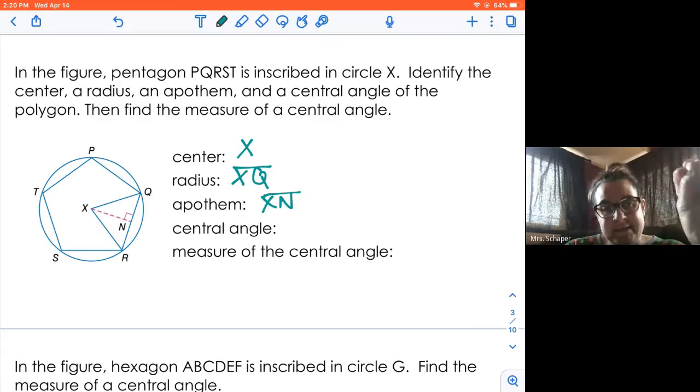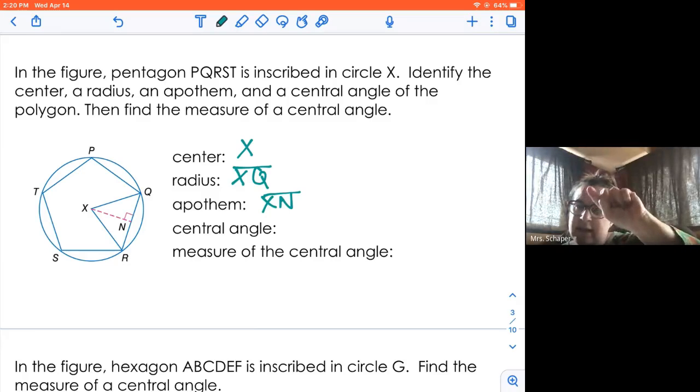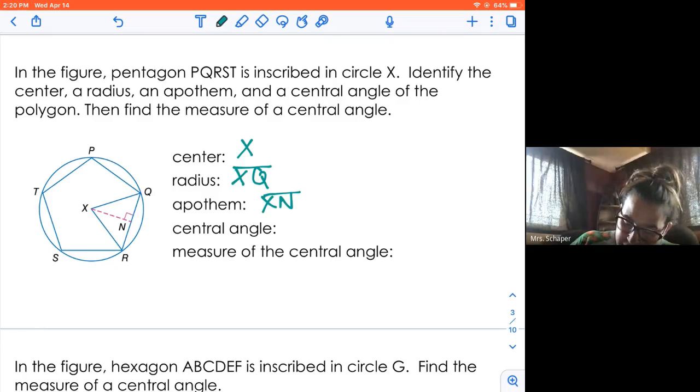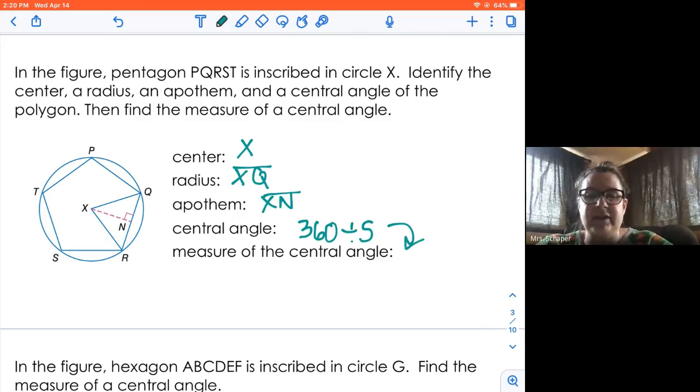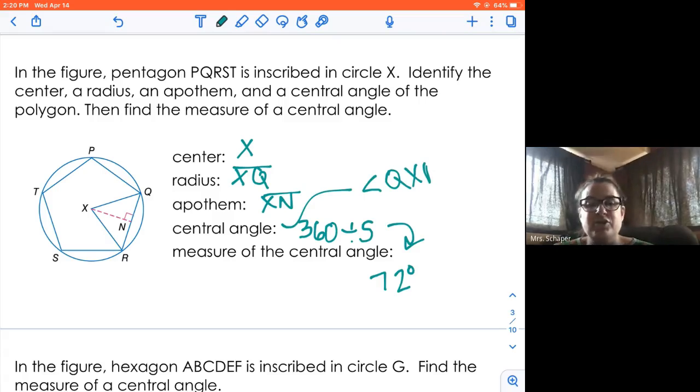This is a pentagon, and there are 360 degrees in the central angles of a pentagon. So we're going to take 360 degrees divided by 5, and that's going to give us the central angle of the polygon. So 360 divided by 5 is 72 degrees. The central angle should have been listed as QXR, and I didn't do that, but I should. Okay.